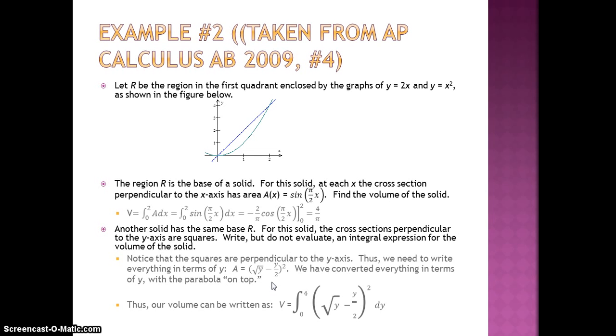We've now converted everything in terms of y, with the parabola part being the top part of our function. So thus, our volume would be integrating square root of y minus y over 2 squared dy. And we're going to go from 0 to 4 because those are our limits in our y direction. All right, and the question just asked us to set up an integral expression, but not necessarily evaluate it, and so we've done so.